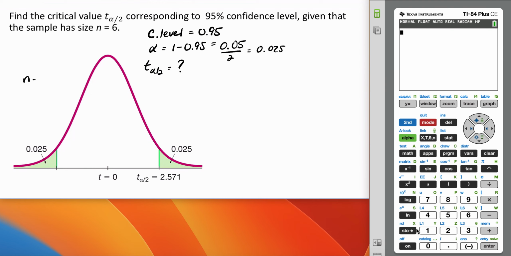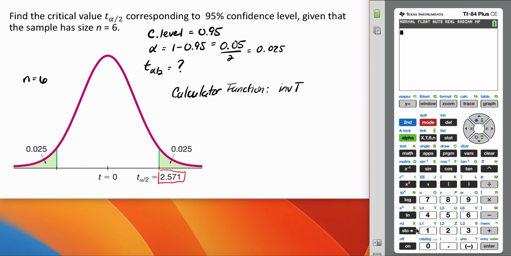Below here is a picture of the t-distribution for a sample size of 6. Let's use the graphing calculator to get the critical value of 2.571, which is how we got that value using table A3. So you can use table A3 or you can use the graphing calculator. If you're using the graphing calculator, the function that we're interested in is inverse t, okay?